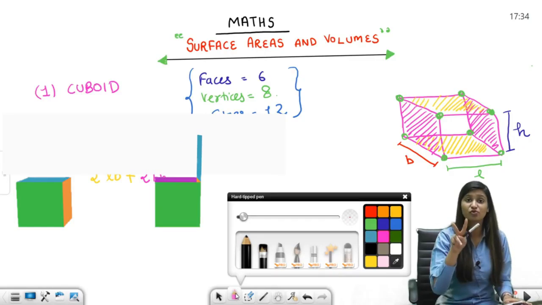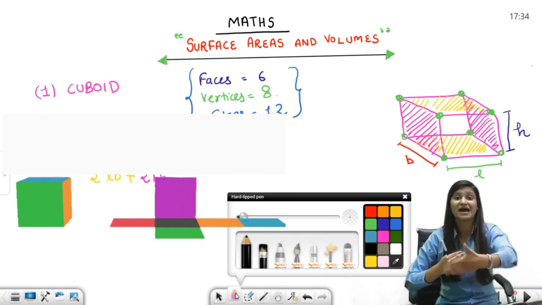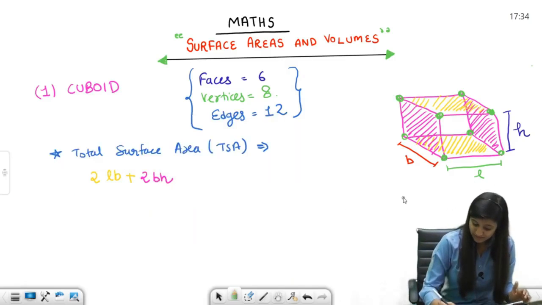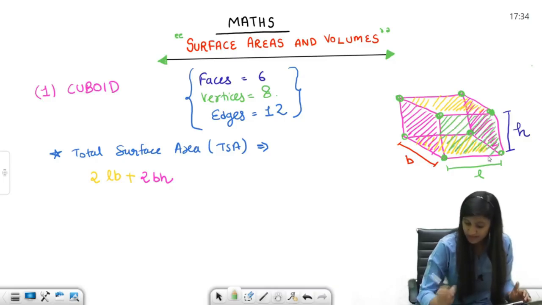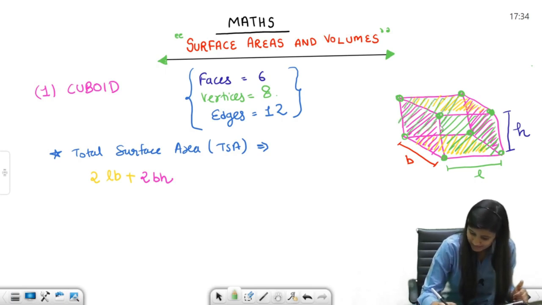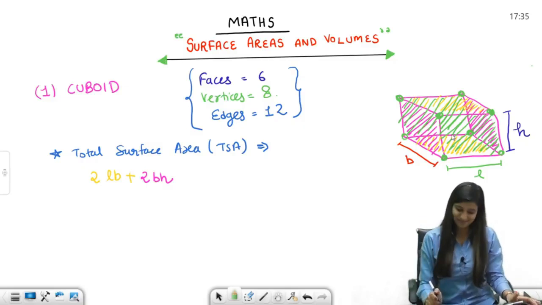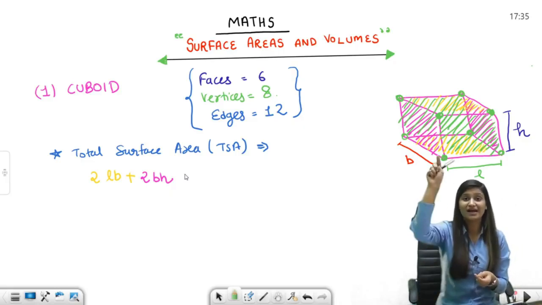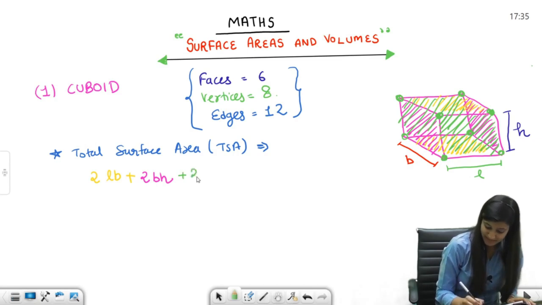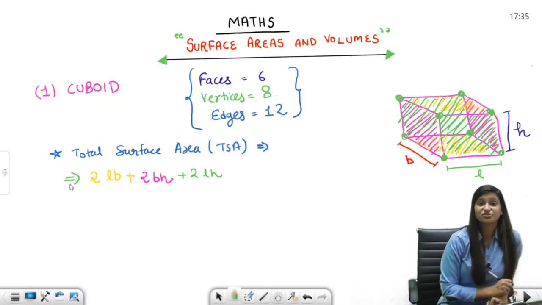Now we have two more faces left, the front one and the one which is present at the back, right? We will see it with the help of this. Now the another one is, this is the front one which is colored in green, and the back one which is also colored in yellow and pink. Okay, so what will be their area? It will be length into height, right? So plus 2 times length into height. This is the expression which came.